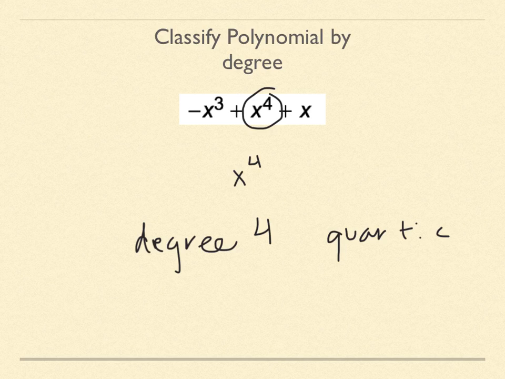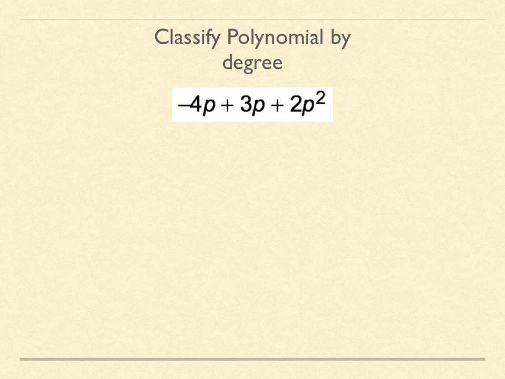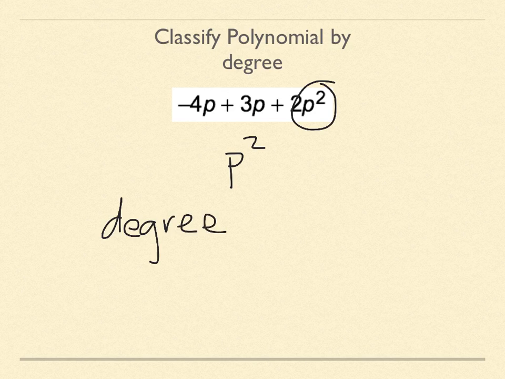So we can really just ignore everything else because we're just looking at the highest degree. What's the highest degree we have here? P squared. So this has a degree of what? A degree of 2. And what would something with the degree of 2 be called? Quadratic.